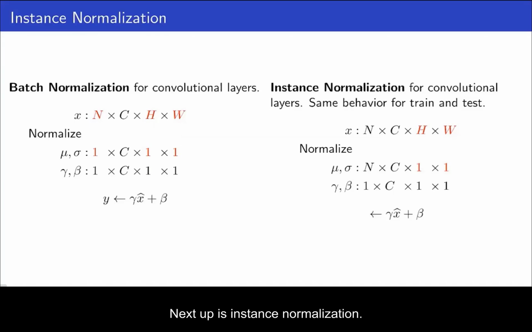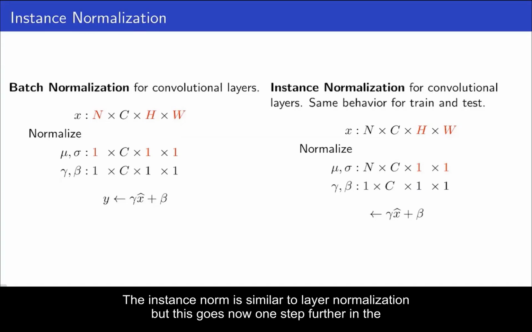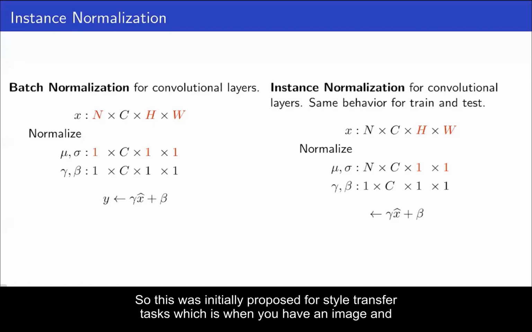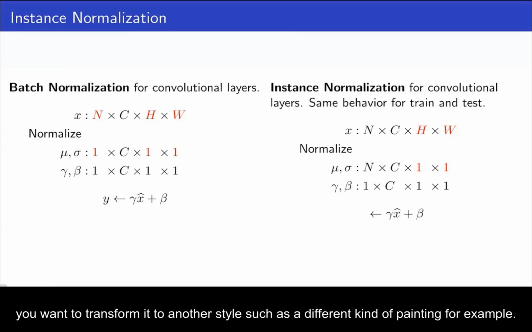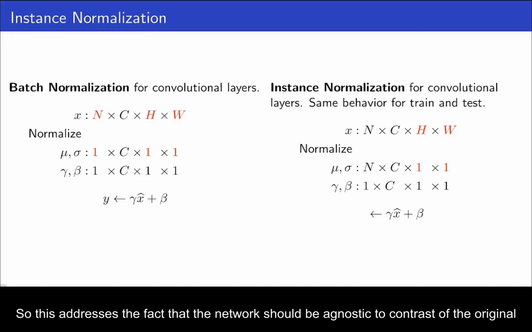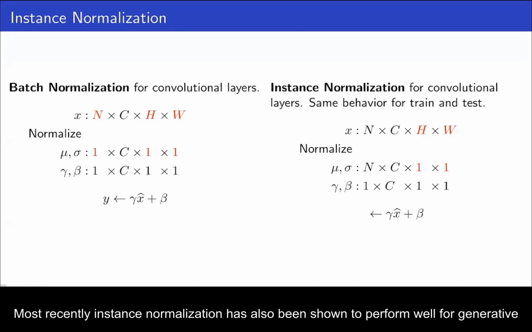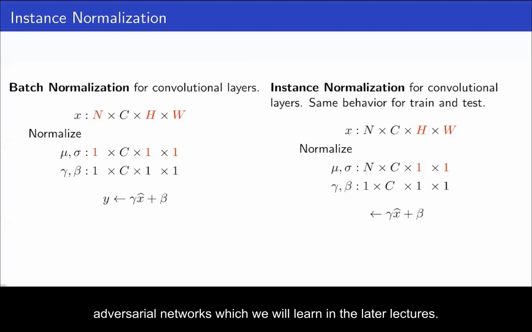Next up is instance normalization. Instance norm is similar to layer normalization, but it goes one step further in the sense that it computes the mean and the standard deviation and normalizes each channel in the training examples. This was initially proposed for style transfer tasks, which is when you have an image and you want to transform it to another style, such as a different kind of painting, for example. So this addresses the fact that the network should be agnostic to the contrast of the original image. And instance normalization is used a lot for this style transfer task. Most recently, instance normalization has also been shown to perform well for generative adversarial networks, which we will learn in the later lectures.